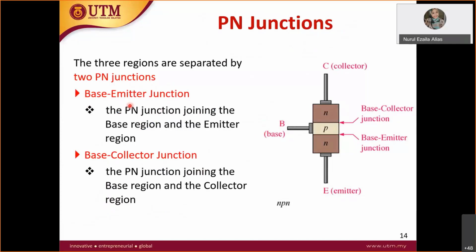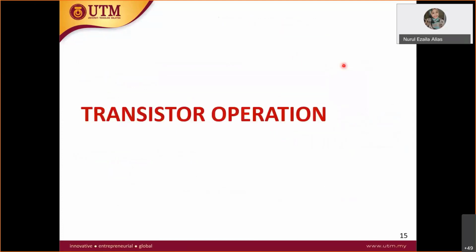The base to emitter junction is the PN junction joining the base region and the emitter region. The base to collector junction is the PN junction joining the base region and the collector region. Quite boring for the first part, but that's fine.